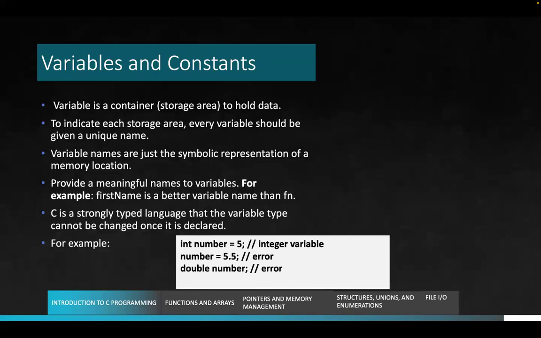Int is a data type. We are telling what is the type of the variable, whether it should hold an integer or a string, and what is the size of it. All this information will be told by this data type. We'll see what a data type is also. And this is a number, so I have kept a meaningful name for the variable, number.